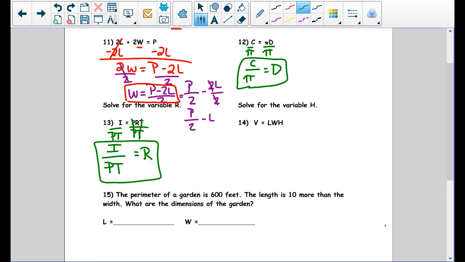So what can I do here in 14 then? Solving for H. Same thing, divide by what? Divide by LW. So we have the volume formula. So L's cancel, oops, not H's. W's cancel. So that leaves me with an H over on the right side. So volume divided by length times width gives me the height. Alright? Good.